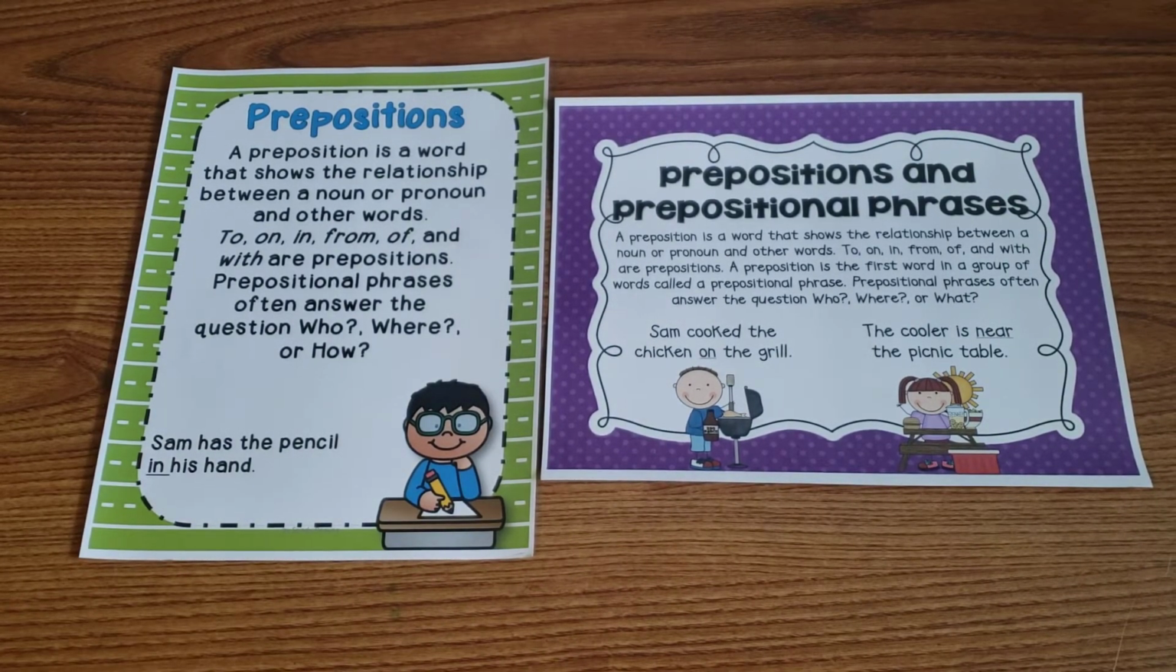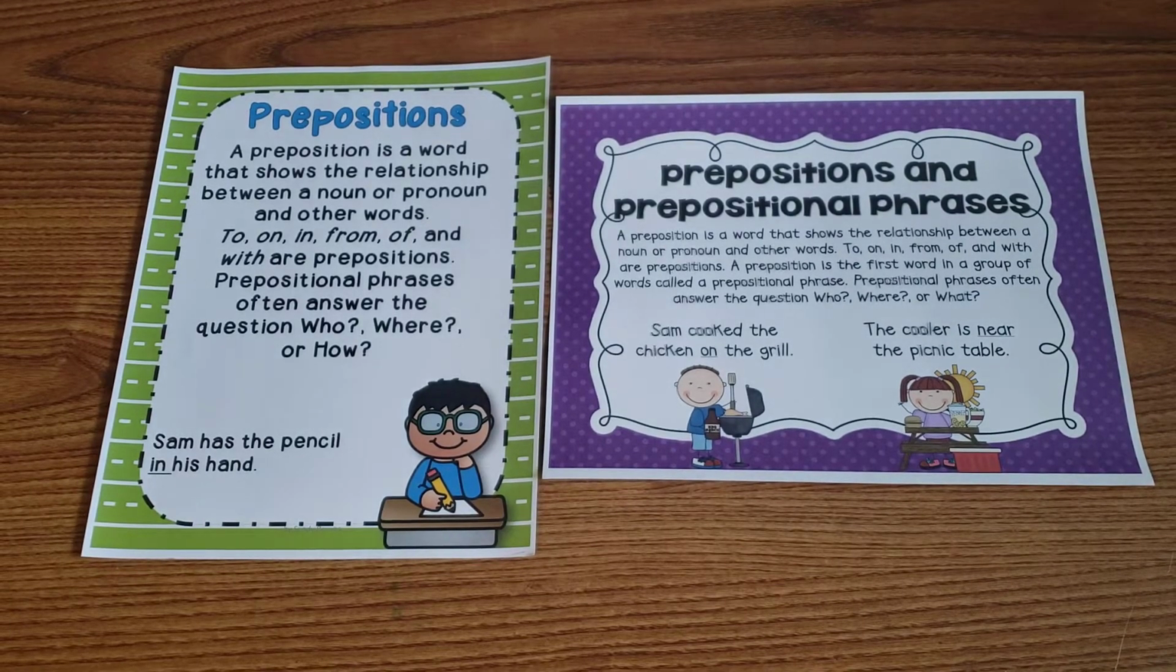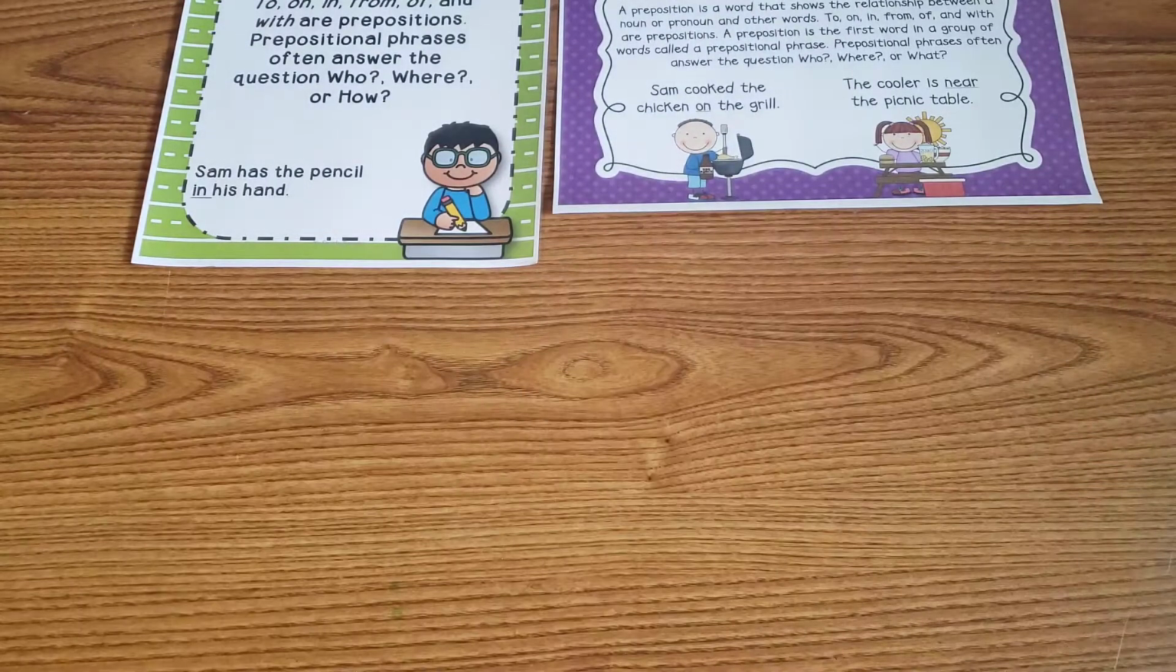So near the picnic table isn't a full sentence, right? It's only half a sentence. So that's why we call it a phrase and not a sentence. So the cooler is, and the prepositional phrase, near the picnic table. Okay? So let's look at some examples of some prepositions.